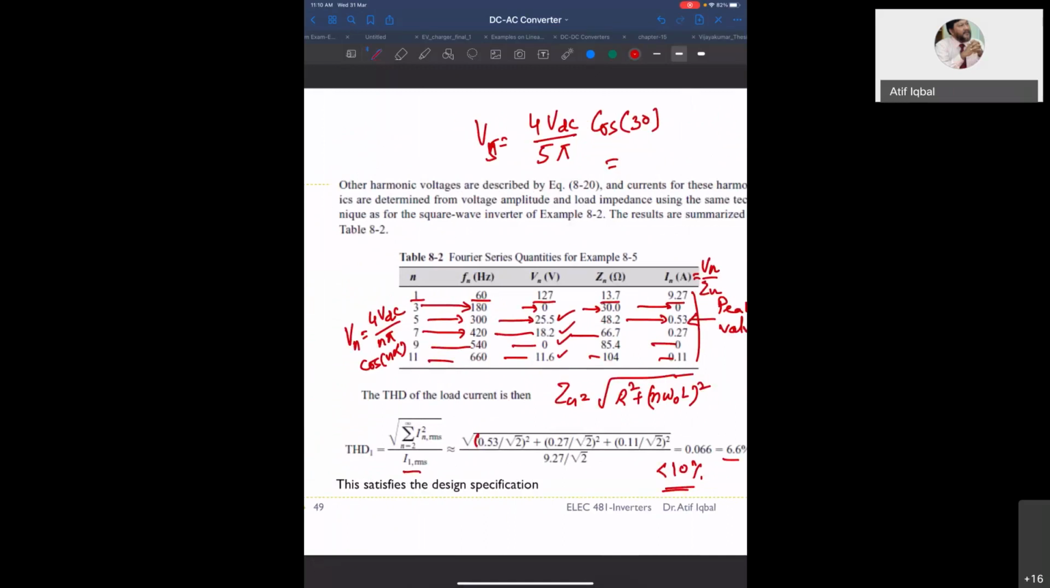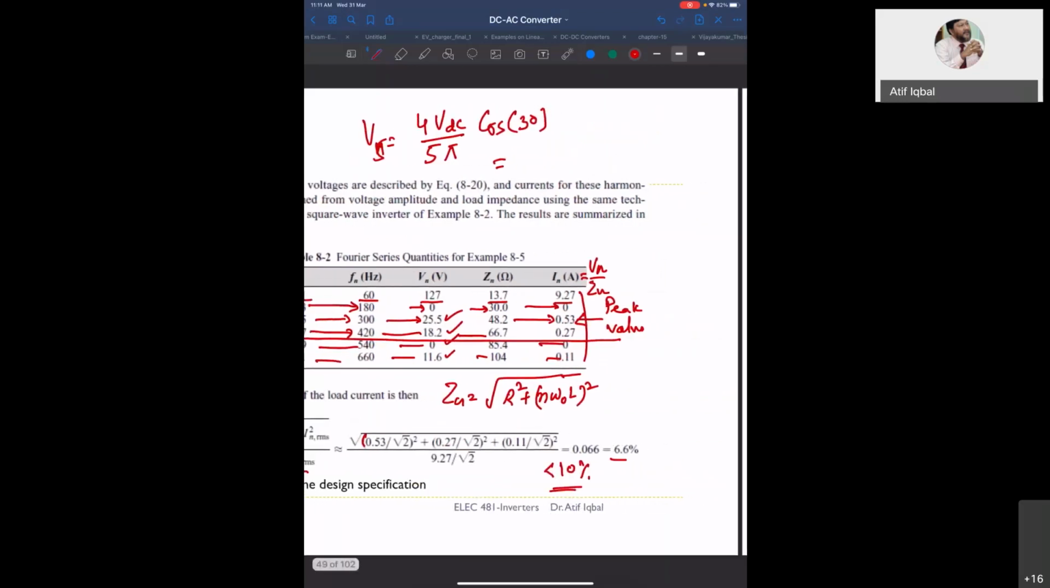Now you can check what happens if you consider only up to the 7th harmonic. Maybe it is less than 10%. Then you can stop at the 7th harmonic also. That's not a big problem because we are within the range. But suppose it is still more, then you can go for one more harmonic. Up to the 11th or 13th is enough for the calculation. Not more than that will be required. Okay.